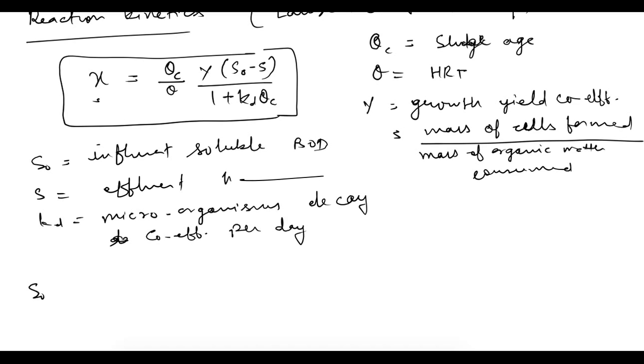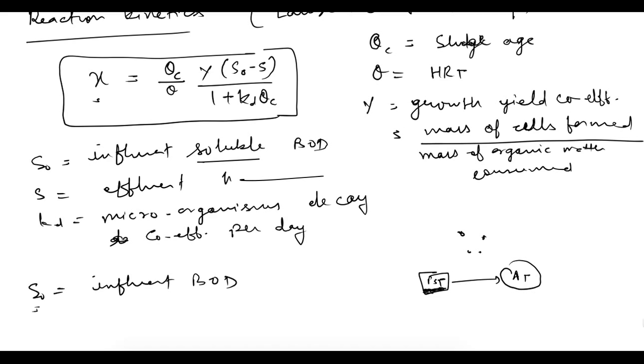So S naught here is influent soluble BOD. Soluble BOD can be equal to total BOD or it may not be, because total BOD will contain some suspended solids also. But when the sewage enters the aeration tank, before that it is already settled in the primary sedimentation tank. Because of that, the suspended solids are mostly removed. So whatever the BOD is there, it is almost equal to the soluble BOD. So S naught is simply equal to the influent BOD.